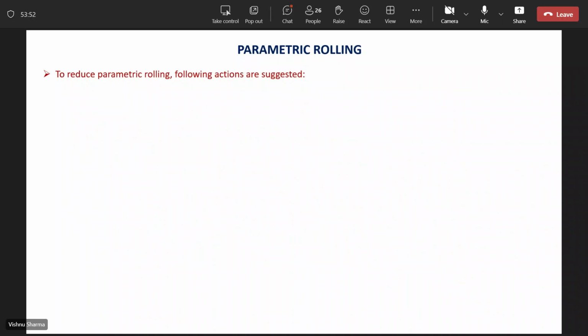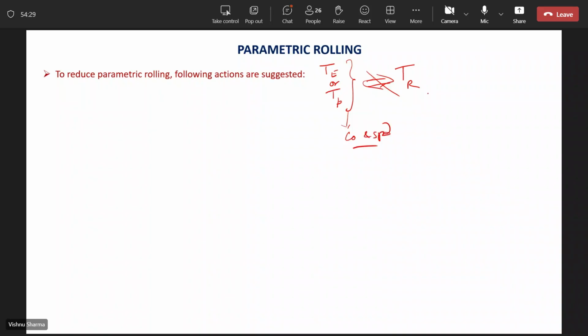Okay. To reduce parametric rolling, what actions are suggested? Again, you have to break the rhythm between what? The period of encounter or pitching period, whatever you want to call it, and the period of roll. You have to break their friendship. Now, period of encounter or pitching period can be changed. You can't change the wave direction and wave height. What you can change is the course and speed of the vessel.